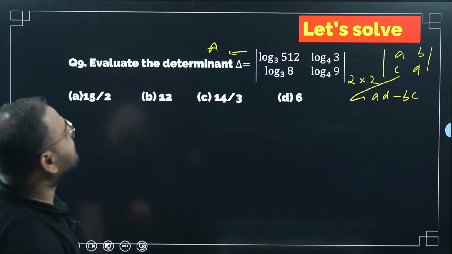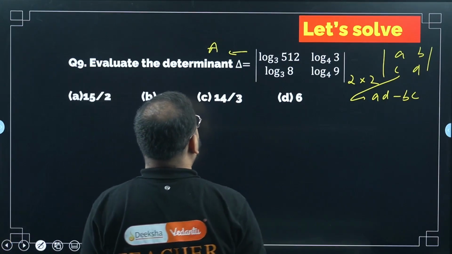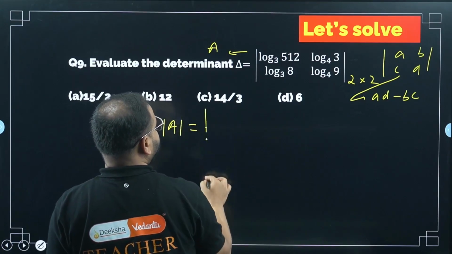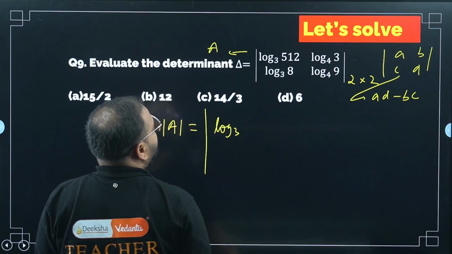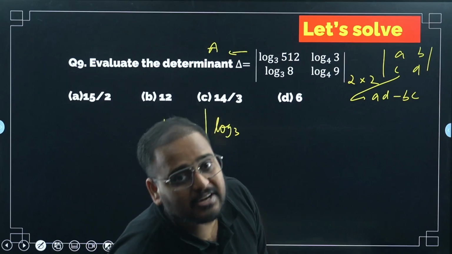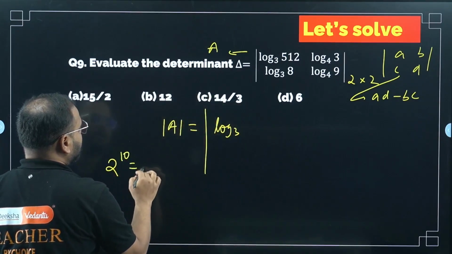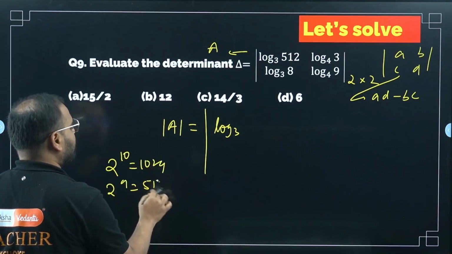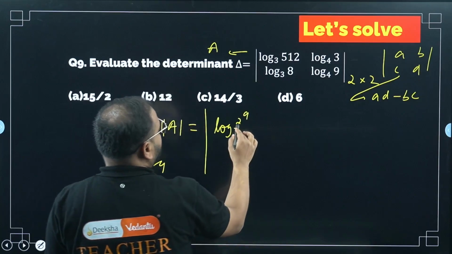But before going to that, let's do some simplification. How will that look like? If I write this determinant A as this, I can write this as log 3, and 512 can be written as what? Remember this, 2 power 10 is 1024. Then 2 power 9 is what? 512, no? So I can write this as 2 power 9. Okay, sir.